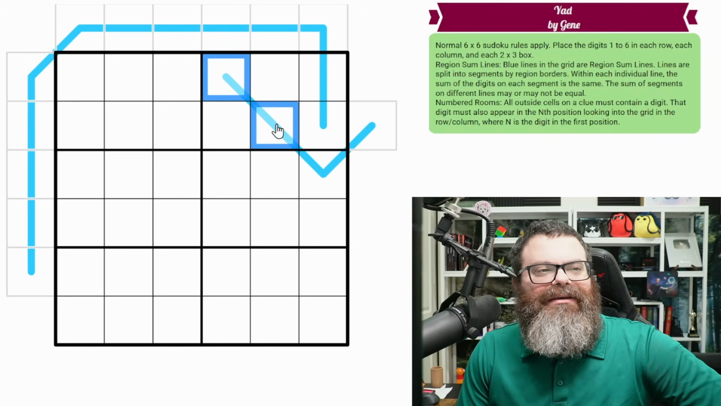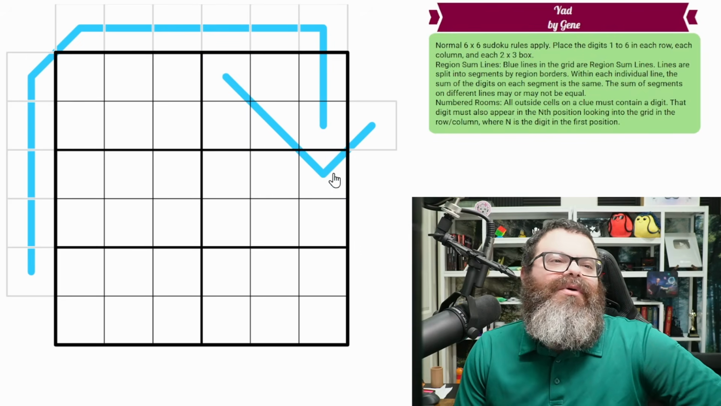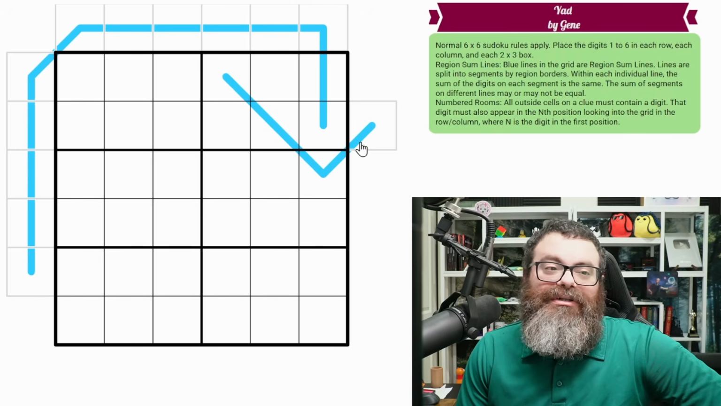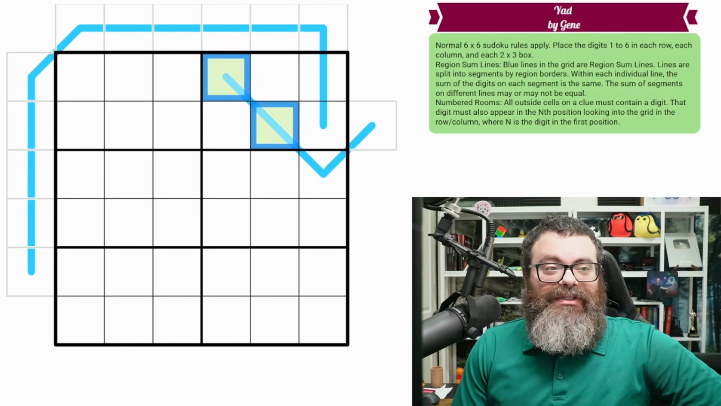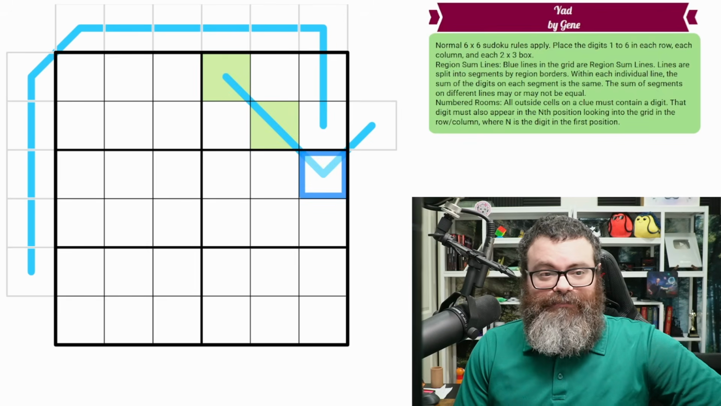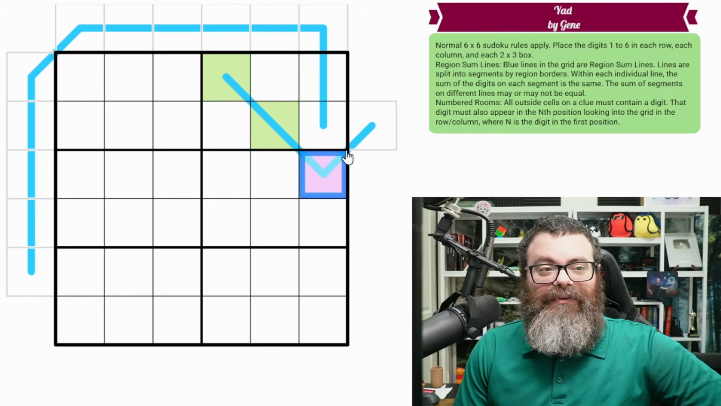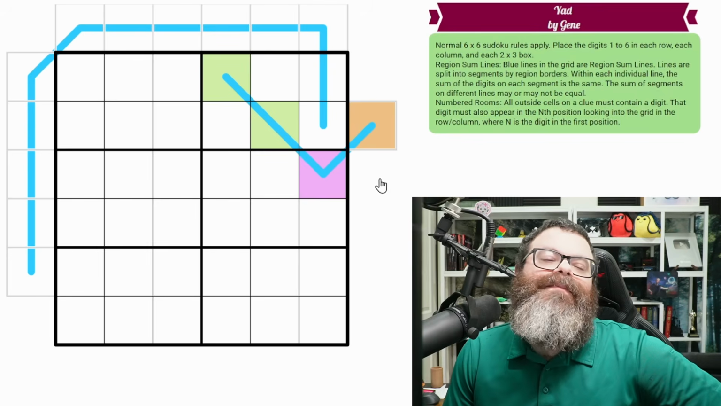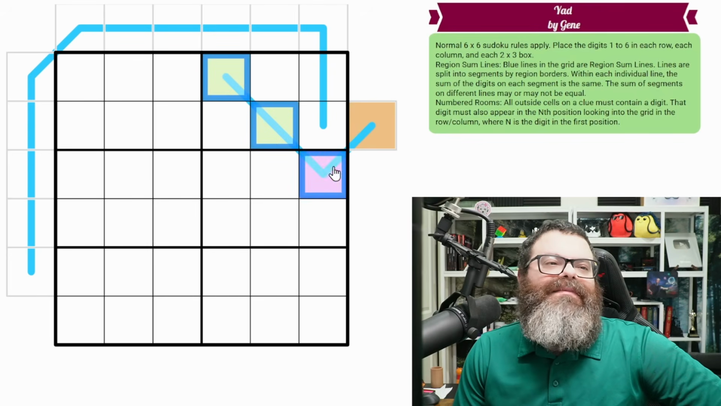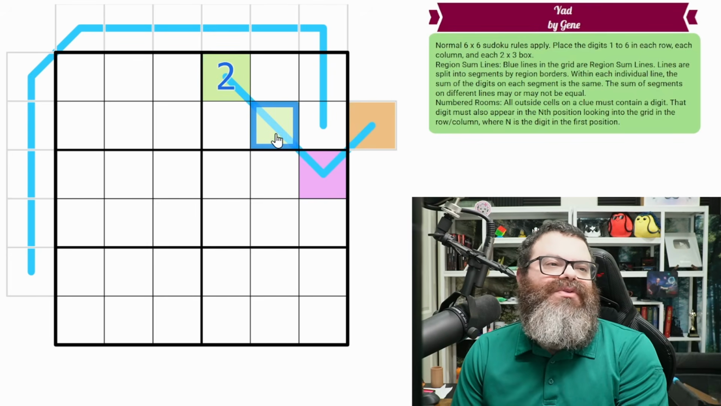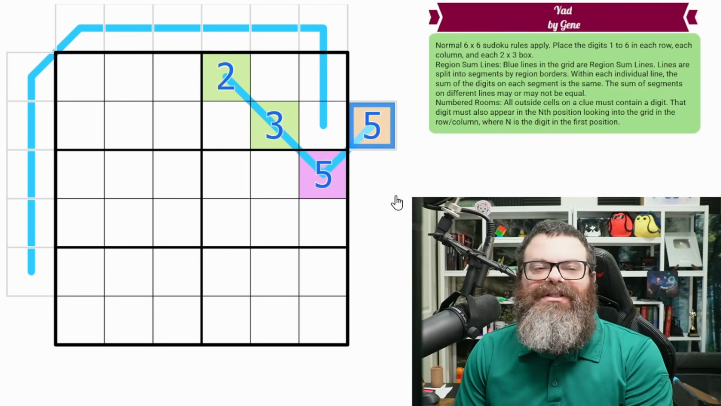So this line here, notice it goes off the grid. But when it goes off the grid, that's a region border. So here, these two cells are a segment, and then we go through a region border. So this is another segment, and then we go through another region border. This is a third segment. Every single segment on the same line has the same sum. So if this was 2, 3, we would sum to 5. This would be 5, and this would be 5.